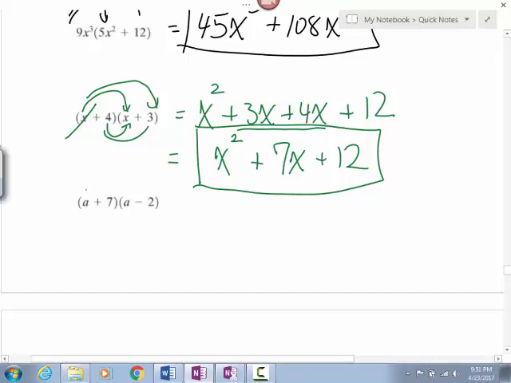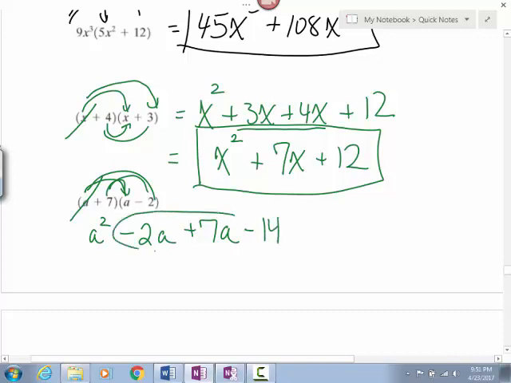All right, let's try this one. So a times a is going to give us an a squared. A times negative 2 is a negative 2a. Now we've already multiplied this a, so I'm going to scratch that out. We'll do the 7. So 7 times a is a plus 7a. And 7 times negative 2 is a negative 14. Again, we can go ahead and combine these two terms here in the middle. So now we have a squared plus 5a minus 14.